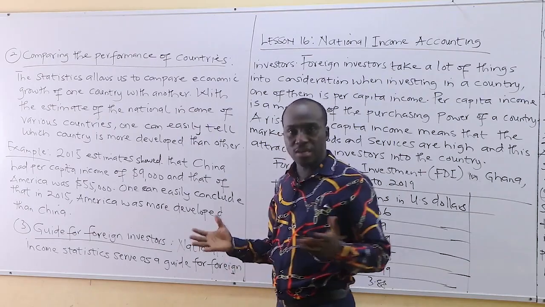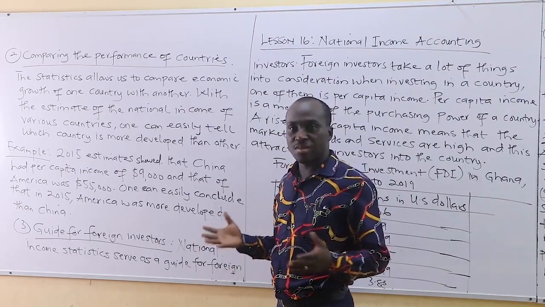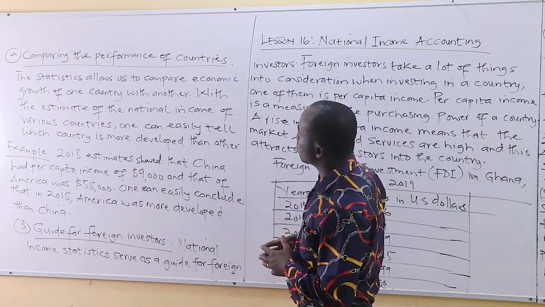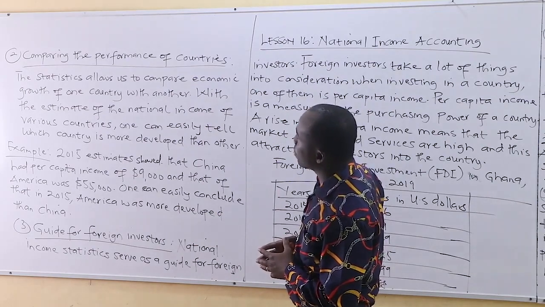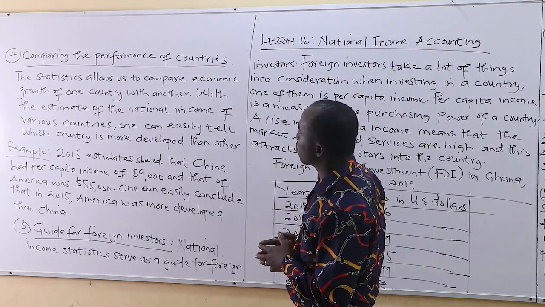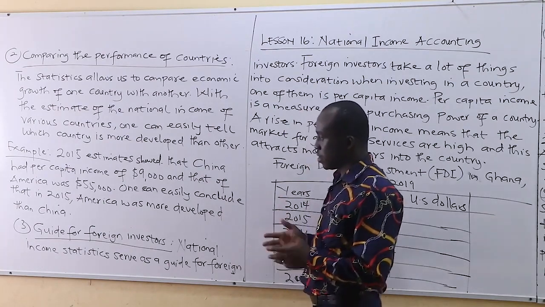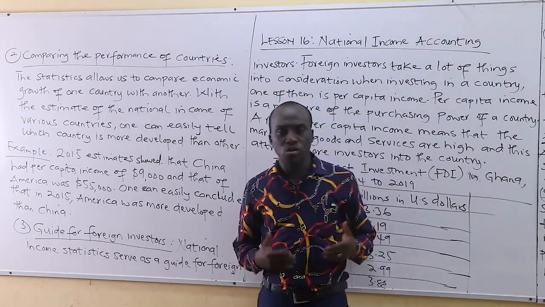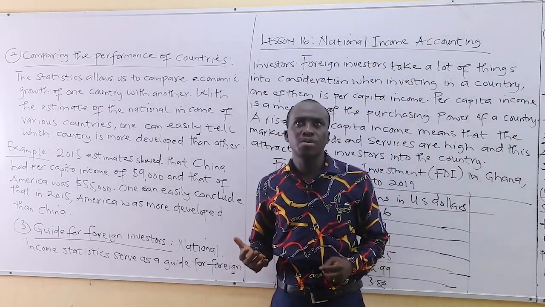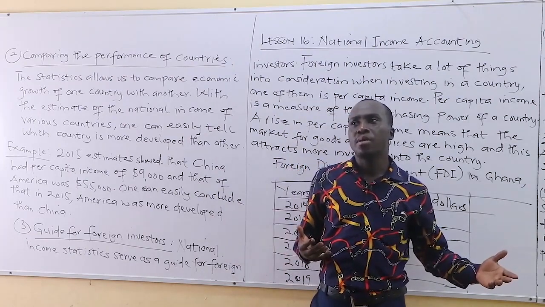Okay, so another importance of knowing the national income estimate is comparing the performance of countries. The statistics help us to compare economic growth of one country with another. With the estimates of the national income of various countries, one can easily tell which country is more developed than the other. So how can I know that Nigeria is more developed than Ghana, maybe the US is more developed than Ghana, or maybe Japan is more developed than Turkey?